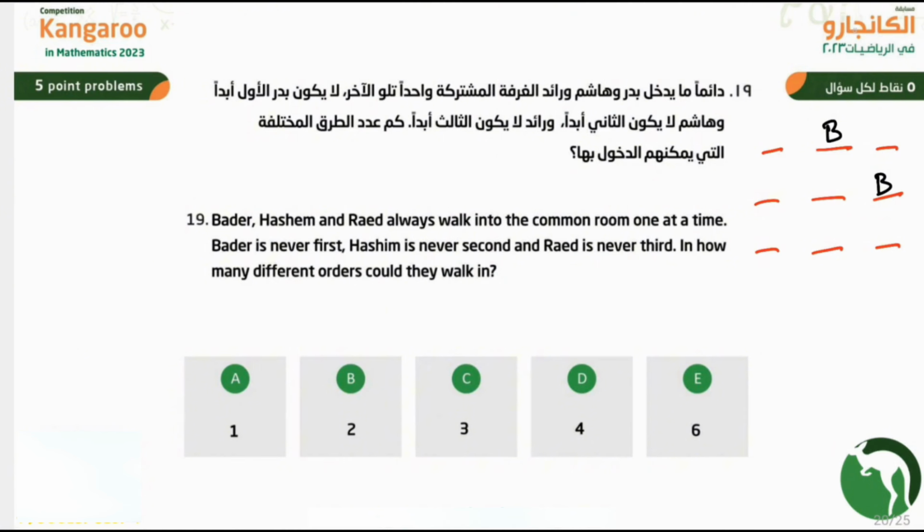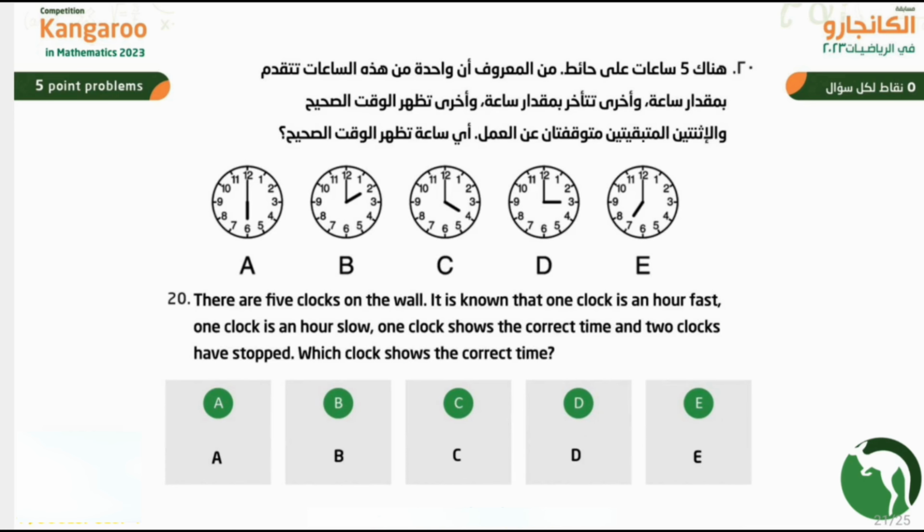Now for Hashim, he never enters second, so Hashim will enter either third or first. And for Raed, who never enters third, we will put him first or second. So we will not have another option here. So what is the correct answer? B is the correct answer. We have 2 options.